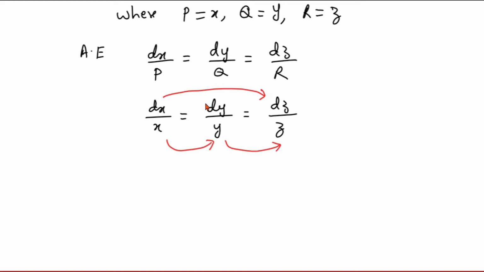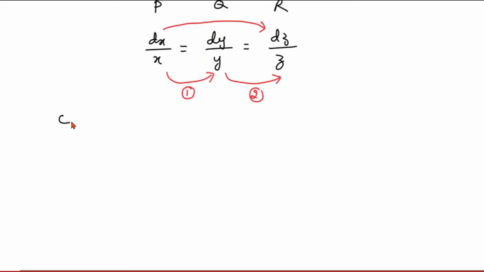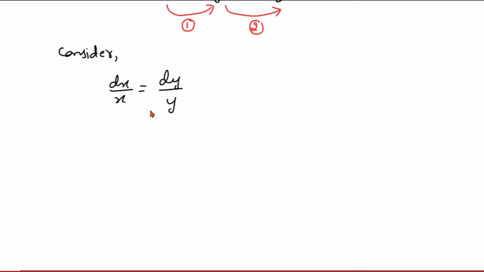So what I'll try to do over here is I'll just choose this as the first equation, this as the second equation. So I'll obtain the value of u and v from here, the solutions. So now let us consider dx by x is equal to dy by y. This equation is in the variable separable form. Whenever you have variable separable form, you can integrate it. So I'll try to integrate this one.